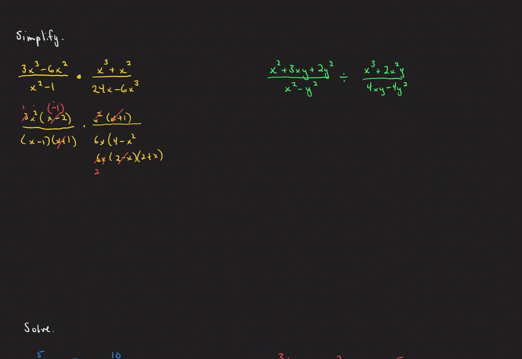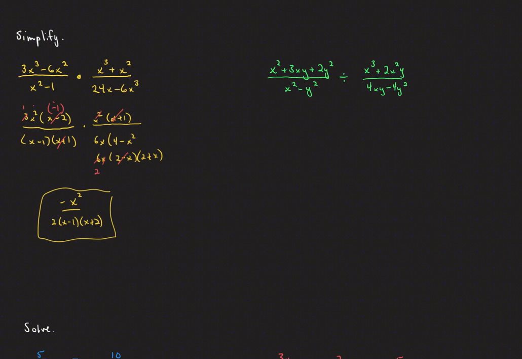So we're going to get a negative x squared on top, and it looks like on the bottom we're going to get a 2, an x minus 1, and a 2 plus x or x plus 2. Either way is okay. And I think that's all we got. Let's try the next one.